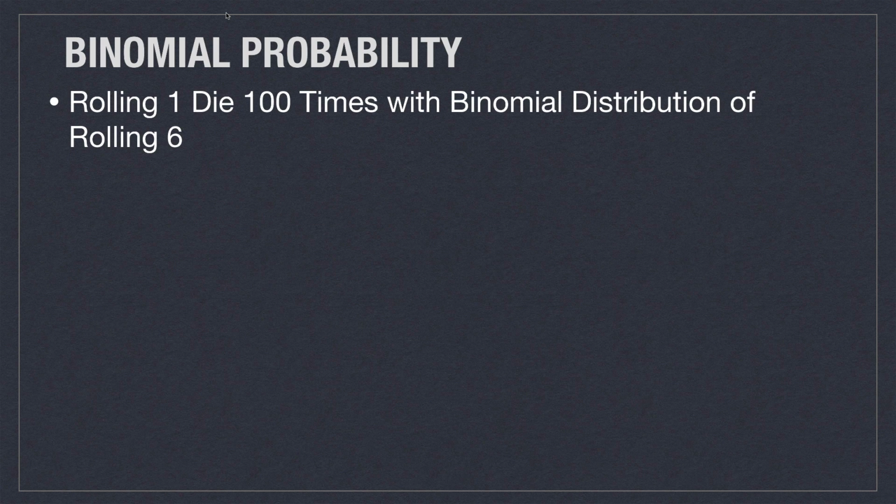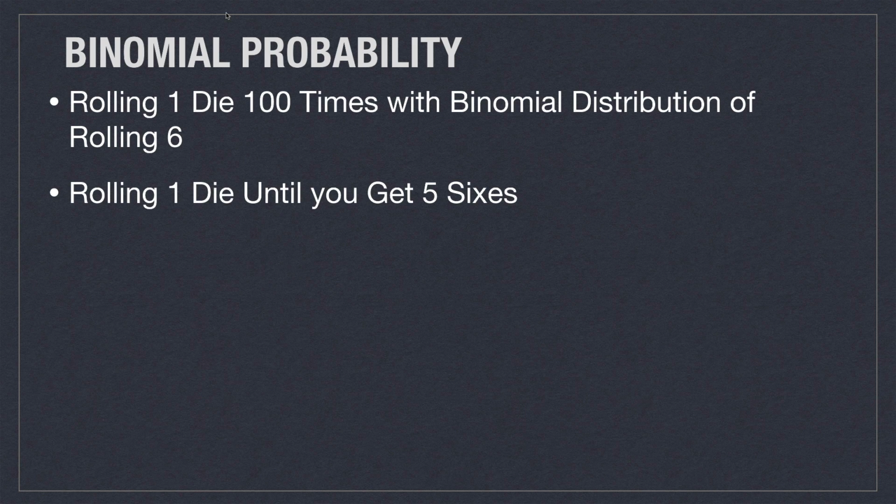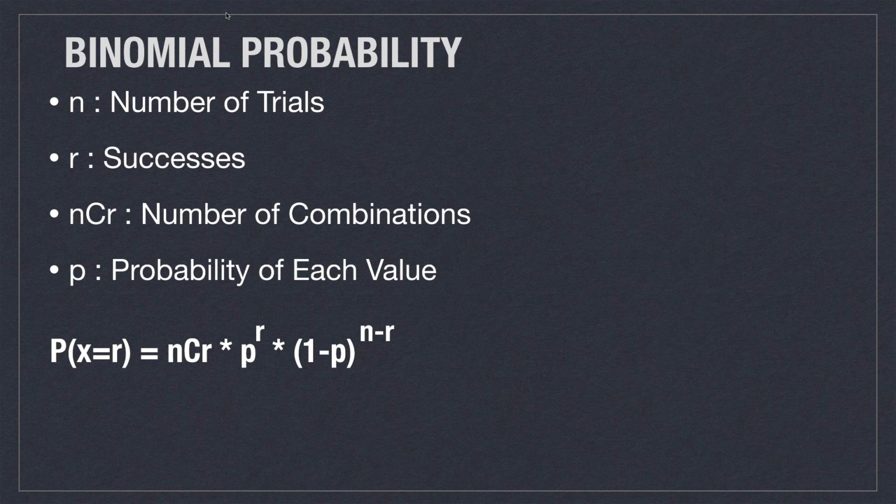So for example, if you are rolling one die 100 times and want the binomial distribution of rolling a 6, that is okay, mainly because you met all of our conditions. However, rolling a die until you get 5 6s doesn't apply because the number of trials is not fixed. Here is the binomial probability formula, and you can see that n is going to represent the number of trials, r the number of successes, and we must find the number of combinations, and p is also going to represent the probability for each of those values.